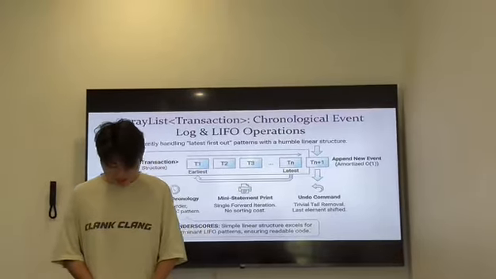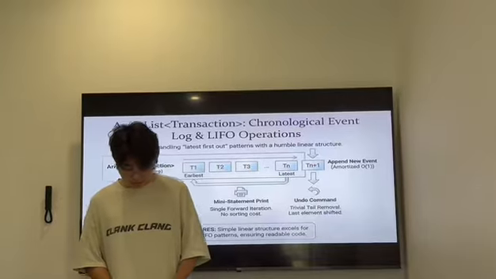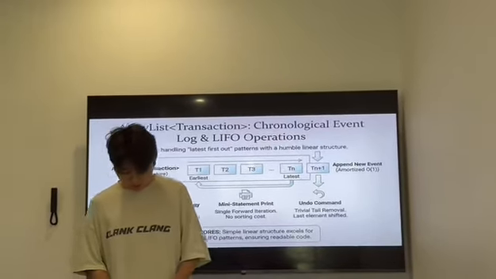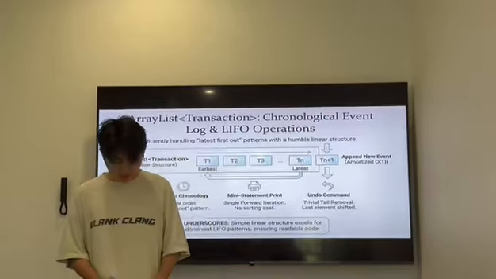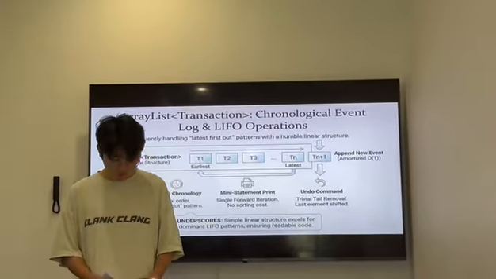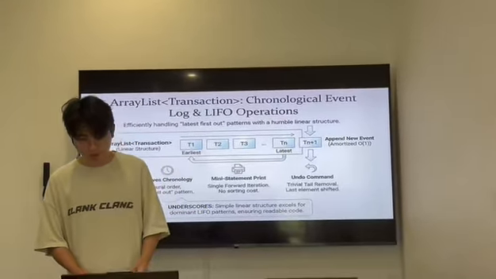All transactions are stored in an array list in time order. New transactions are added to the end of the list. This makes it easy to display transaction history in the order they happened. The array list is simple and efficient for recording transactions.